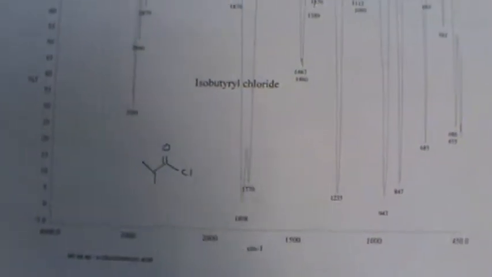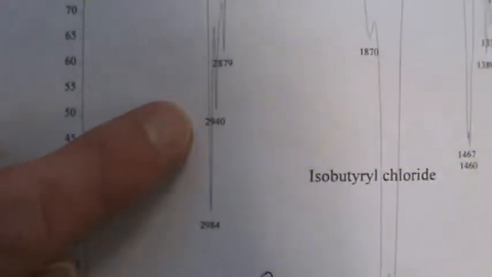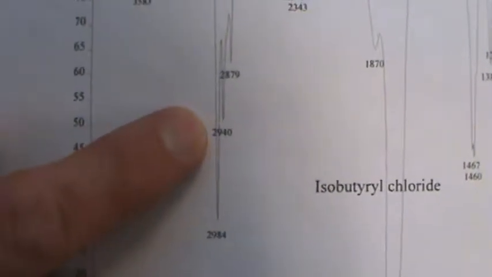So we'll try and make this quick. This experiment was pretty straightforward. We already looked at isobutyryl chloride last experiment, so if you need any clarification on that, you can look for it. In any event, these are your sp3 carbons with a hydrogen on it stretching.